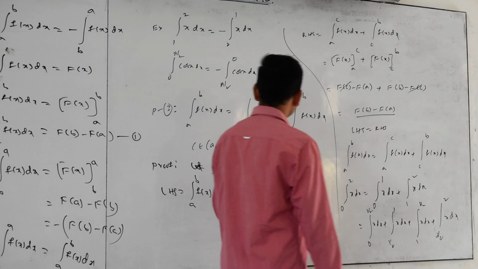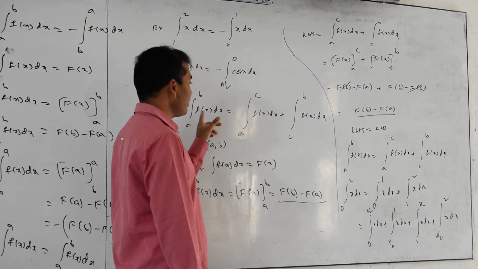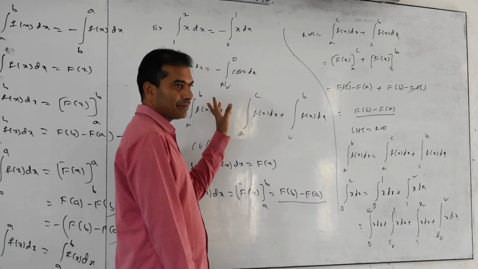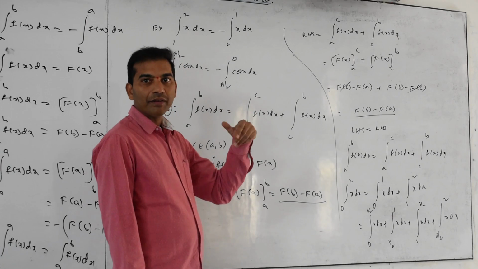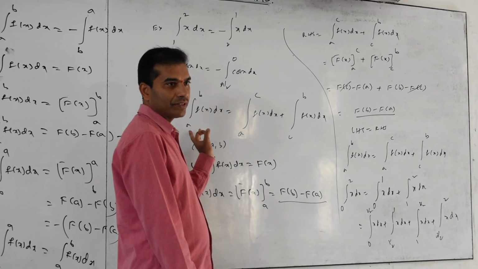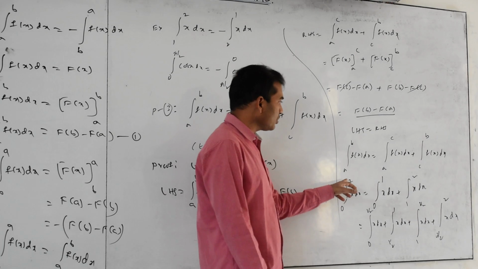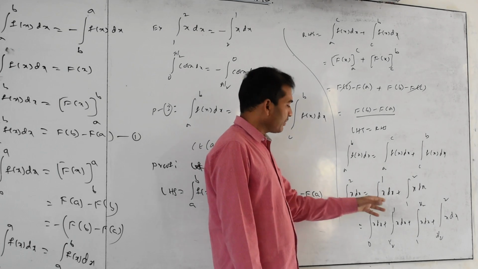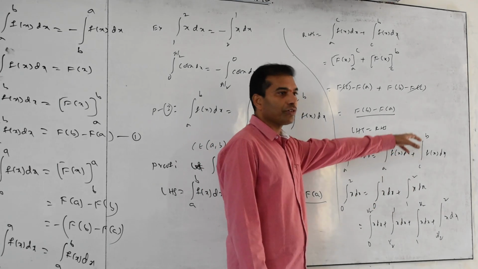Here, what is the property of C? C should be in A and B, but C is not the midpoint of A and B. C may or may not be any point in that interval. So 1 by 2 lies between 0 to 2. Okay, so C we can take 1 by 2. 0 to 1 by 2, and next 1 by 2 also we can take.